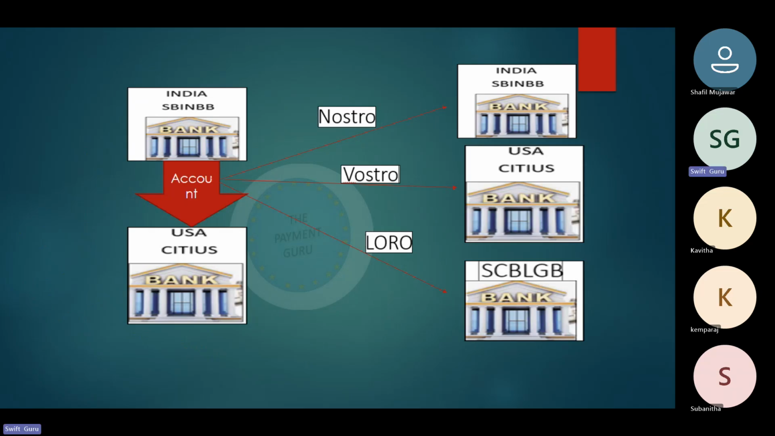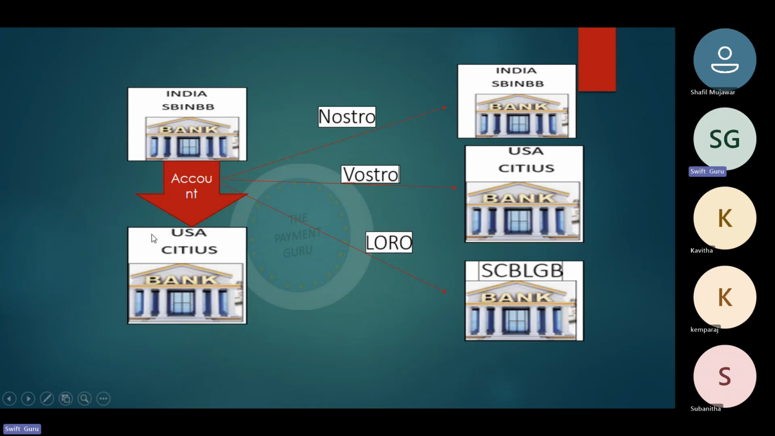Now to summarize this, consider the account which State Bank of India had opened in USD currency in Citi US Bank. From a different bank's perspective, we can define it in a different way. From State Bank of India's perspective, where State Bank of India itself is the account owner, they will call the account held in Citi US Bank a Nostro account.